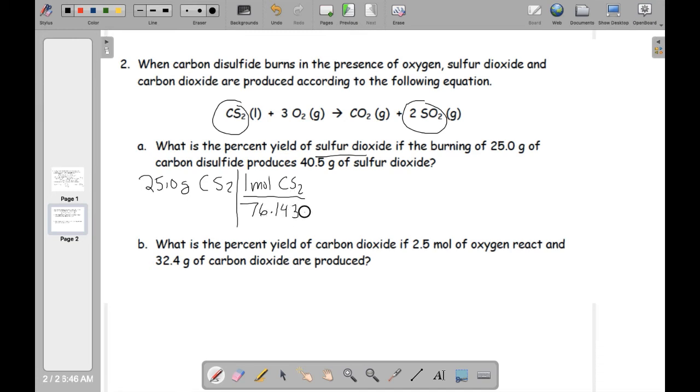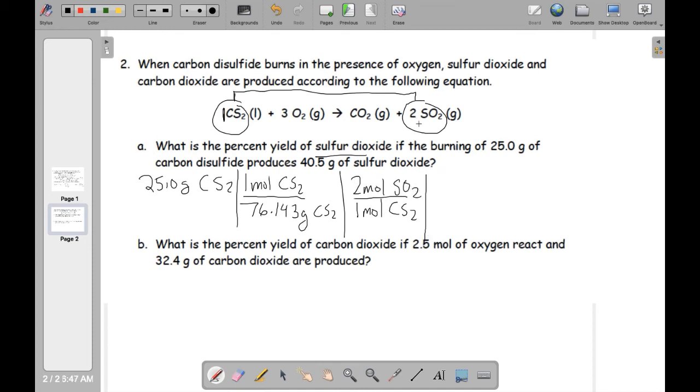76.143 grams. Now let's do a mole ratio. This is what I'm given. This is what I want. There's no coefficient here, so this is a 1 and this is a 2. So 1 mole of carbon disulfide equals 2 moles of sulfur dioxide.